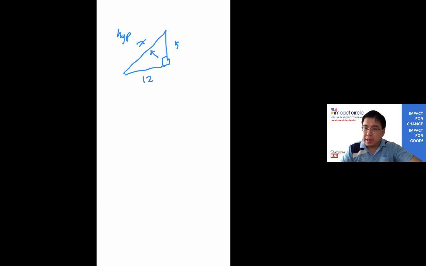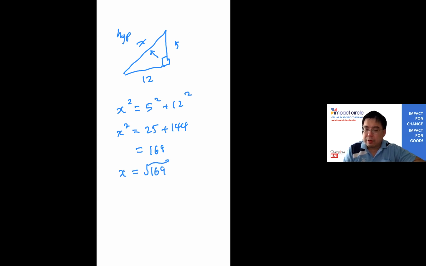Because x is the hypotenuse, you have to put x by itself. So x squared equals 5 squared plus 12 squared. Simplifying, you will get x squared equals 25 plus 144, which adds to become 169. Square rooting both sides, you will get x equals the square root of 169, which is 13. And this is your answer to question 1.